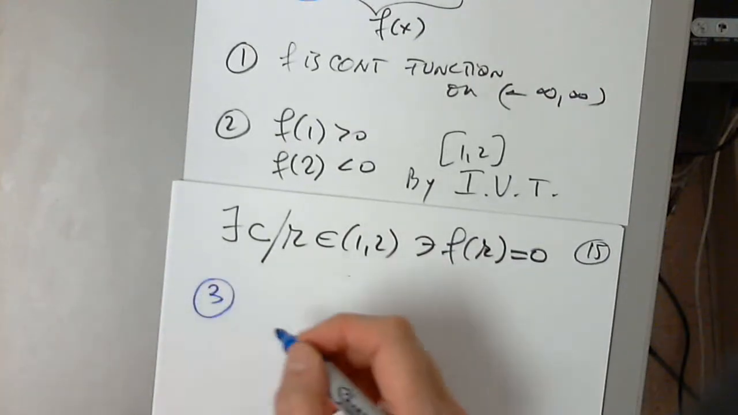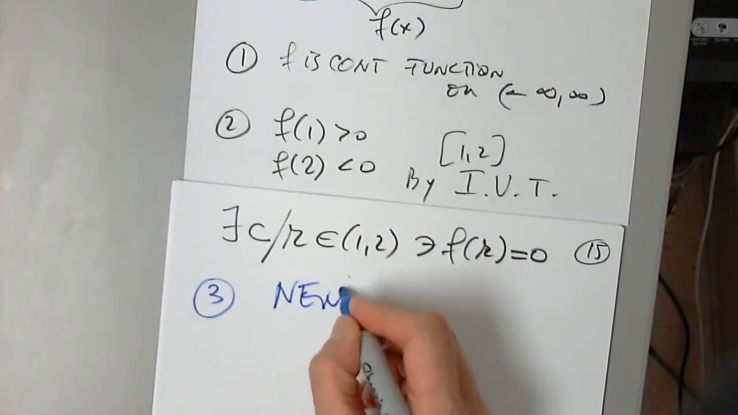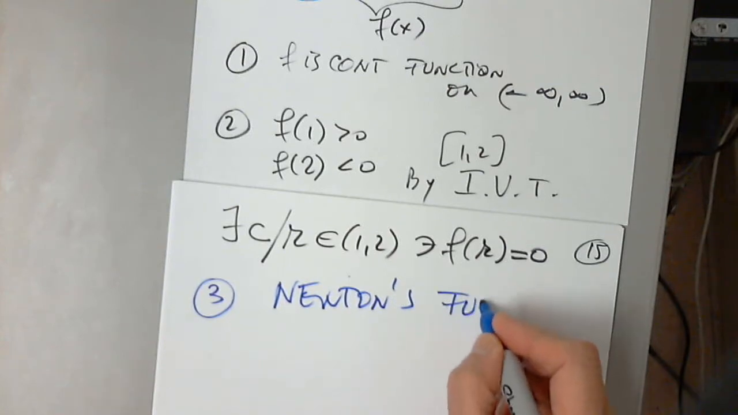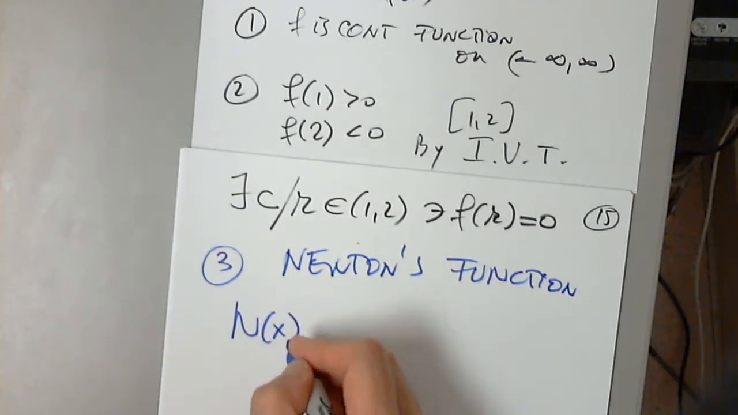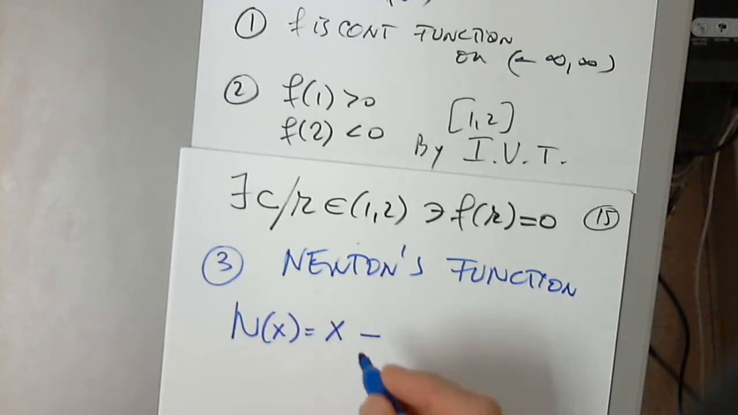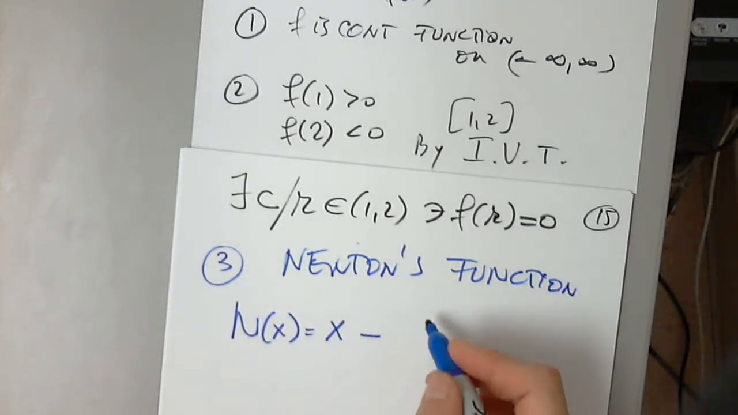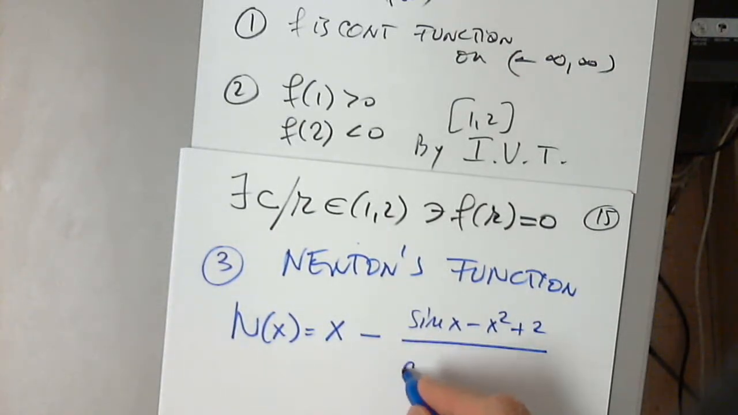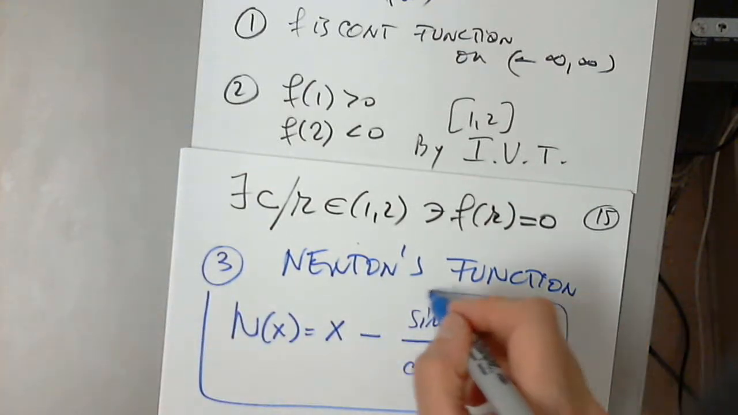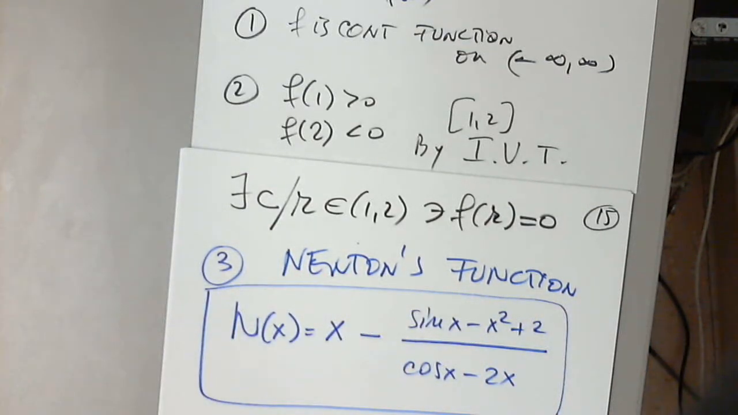In step number 3, we create Newton's function. Newton's function is x minus f of x, sine x minus x squared plus 2, over f prime, cosine x minus 2x. This is the function we are going to put in the graphing calculator.